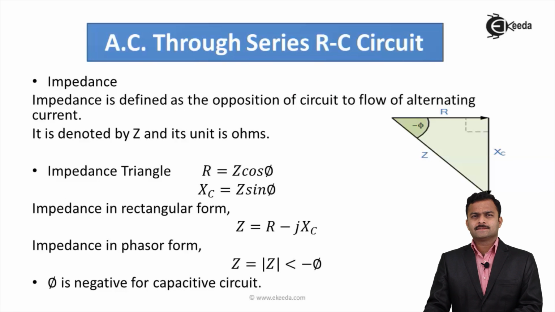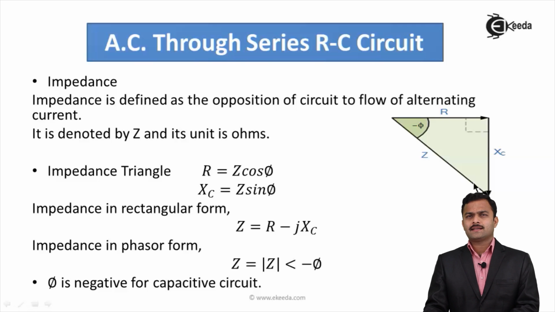So let's define impedance. Impedance is defined as the opposition of a circuit to the flow of alternating current. It is just like a resistance, hence the unit is ohm and it is denoted by Z. For a capacitive circuit, the impedance triangle will be like this. Here it is R, Xc and the diagonal is Z, which will make angle phi with R in the clockwise direction. Hence I can say from the impedance triangle, R is nothing but Z cos phi and Xc is Z sin phi. If I want to write it in complex form, I will get Z as R minus jXc.